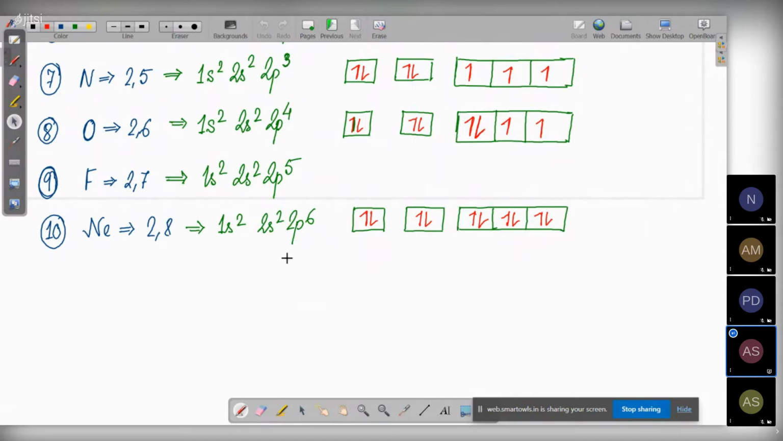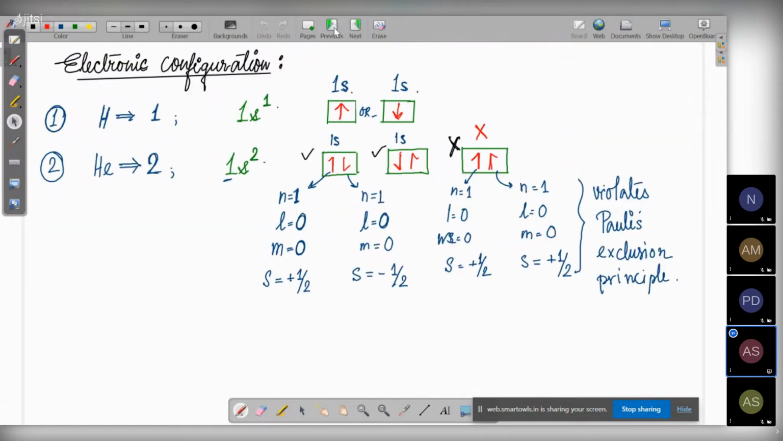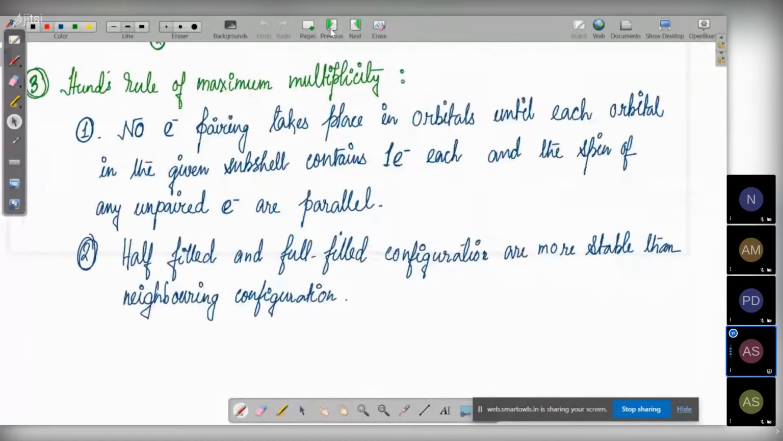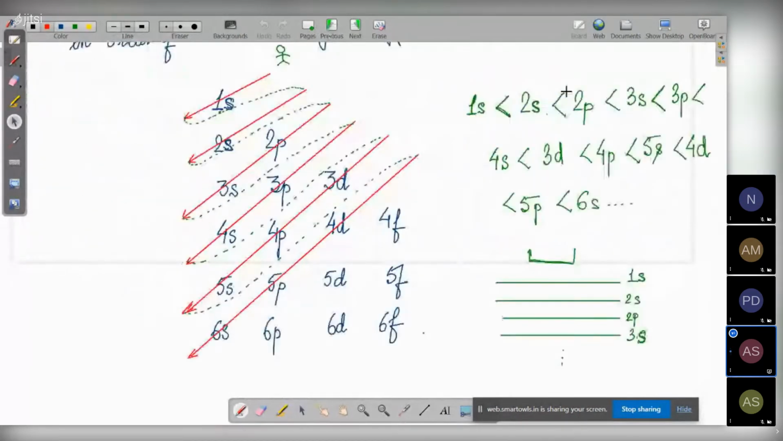Now we see that all the orbitals till 2p are completely filled up. 1s is completely filled with electrons. 2s is also completely filled. Now 2p is also completely filled with the 6 electrons. So now what will be the configuration of sodium? That means where will the next electron go? The next electron will go in the next orbital. So what comes after 2p? Now it will go to the 3s orbital.